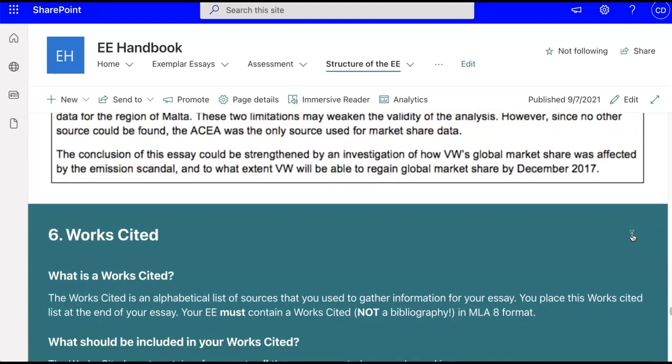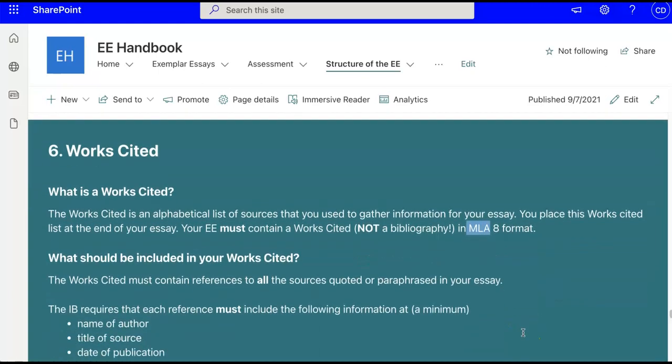Okay, now moving on to the works cited. As I said, my school uses MLA, so we have a works cited. But your school may use a different referencing system, so obviously you need to follow the rules of the referencing system. But either way, you're going to need to list your sources after your conclusion, in the form of a works cited.